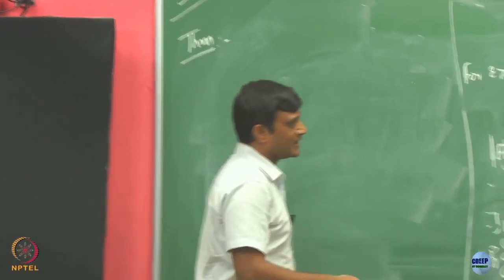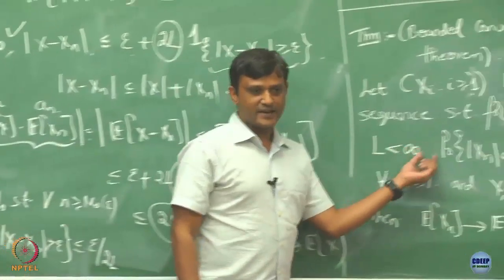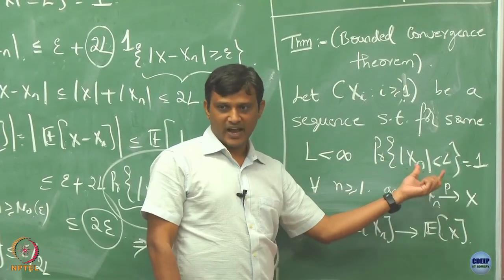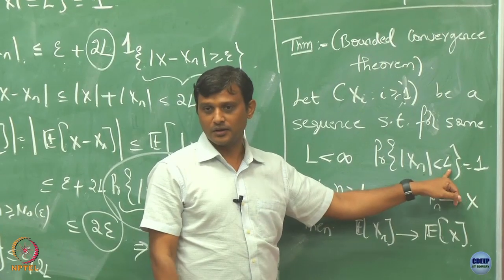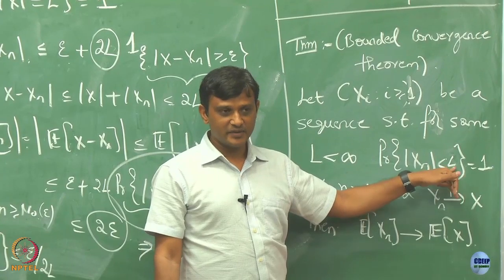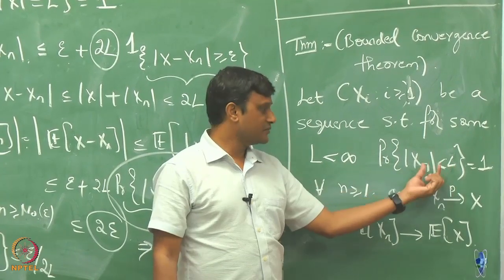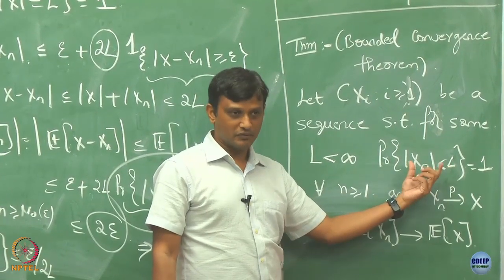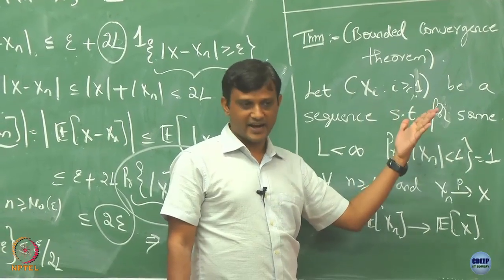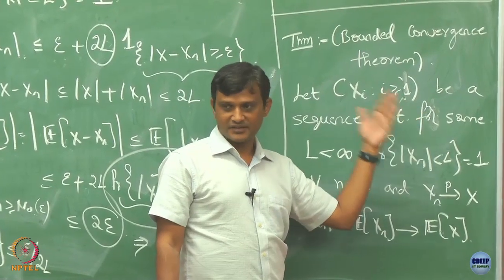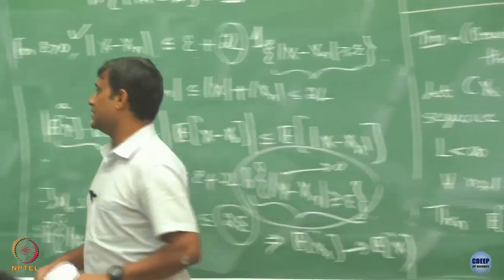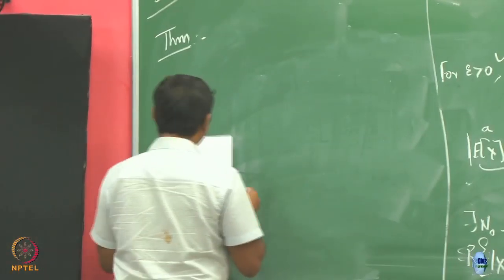When I stated this, I wanted xn to be bounded, and this bound was a deterministic bound. But you can relax this and use a random variable instead of the deterministic bound. So L I can replace by a random variable y. If such a y exists which always dominates xn, then it is also possible. So let me state that.